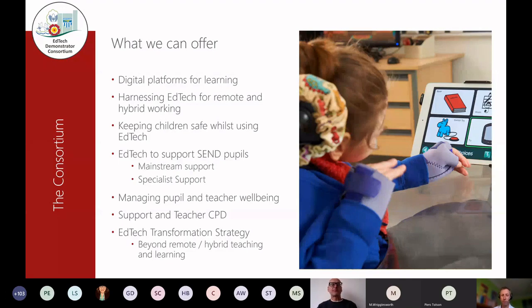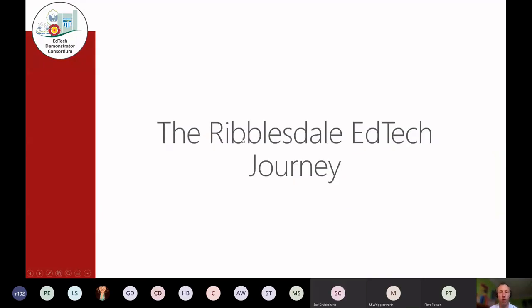So carrying on, I thought it'd be prudent just to give you a little bit of an overview of Ribblesdale in terms of the EdTech journey and how Teams has fit in with this, and then we'll get on to specifics about how we use it.